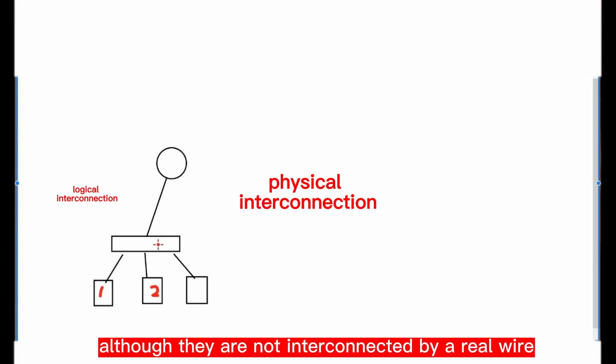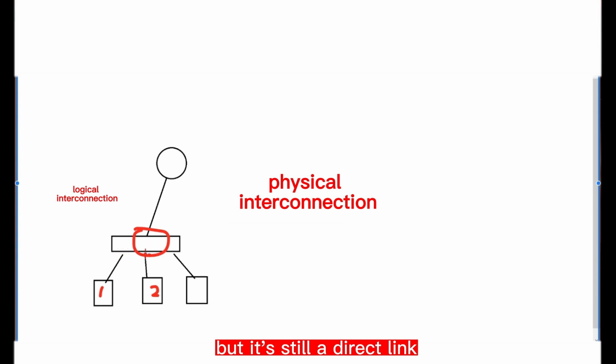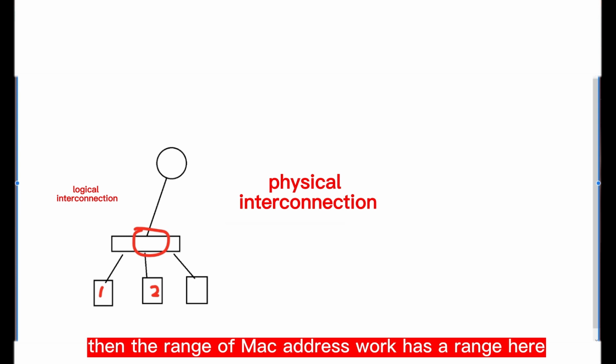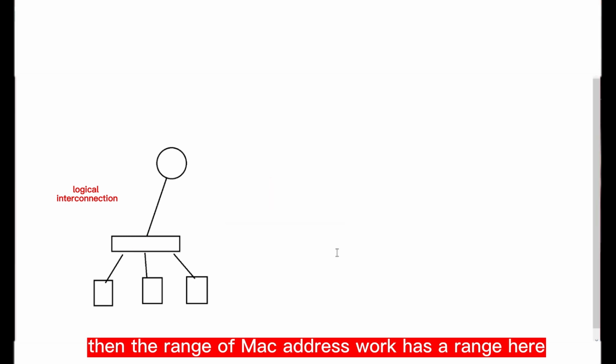But in this case, although they are not interconnected by a real wire and the transfer is made through the intermediate switch, it's still a direct link. We call this the logical interconnection. Then the MAC address work has a range here.